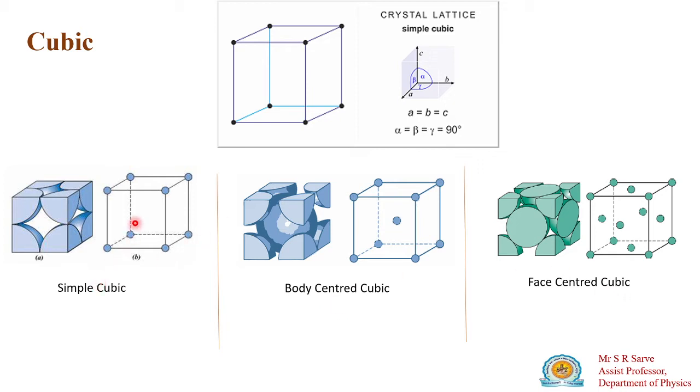Simple cubic means lattice points are at the corners only. Where will the lattice points be? The cube has 8 corners, and the lattice points will be at those 8 corners. Actually, at each lattice point there is a single atom, and the atoms are attached to each other. This atom is attached to the second atom, and the distance from this corner to this corner is known as the lattice parameter. We call it a, the lattice parameter. So in simple cubic, all lattice points are at the corners.